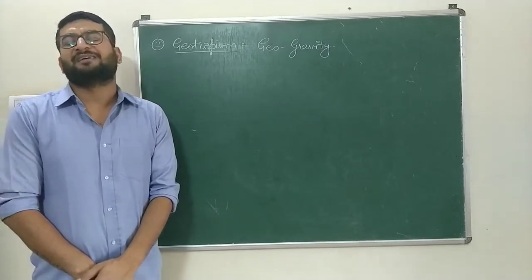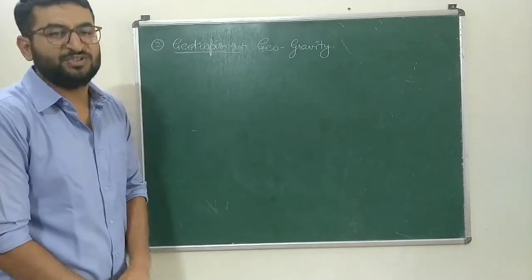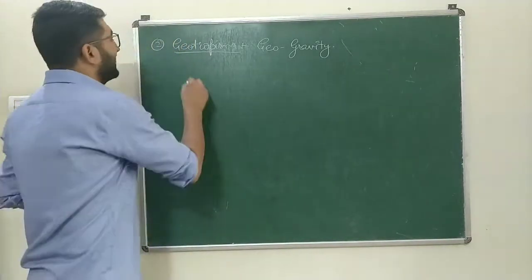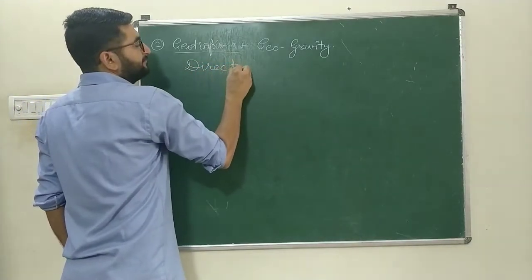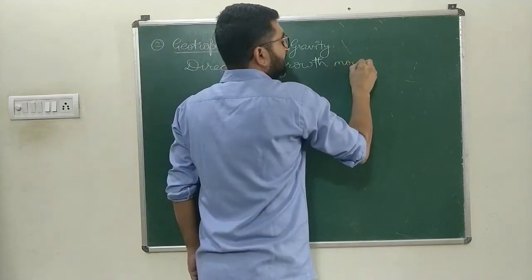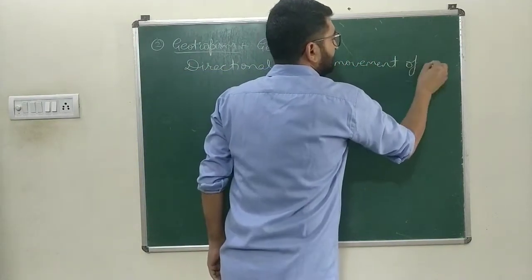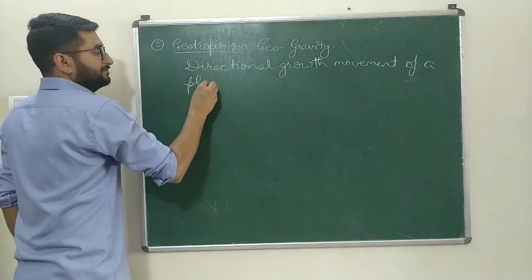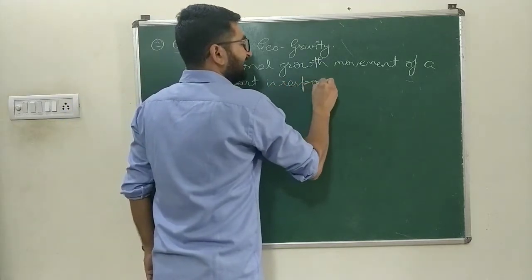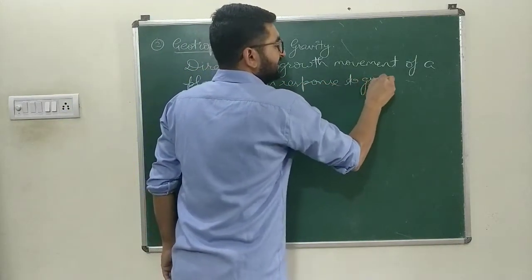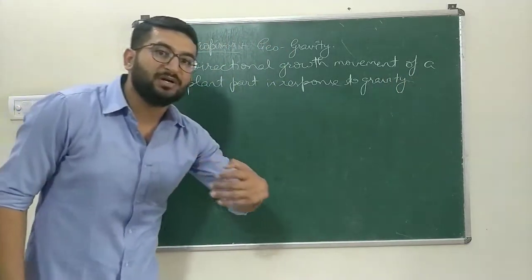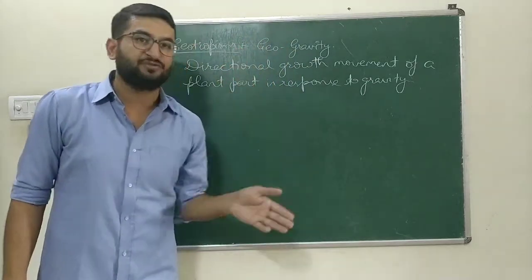Next tropism we have to discuss is geotropism. Geo means gravity, the earth's gravitational force. The directional growth movement of a plant part in response to gravity is known as geotropism. The parts which move towards the gravity are known as positive geotropic.